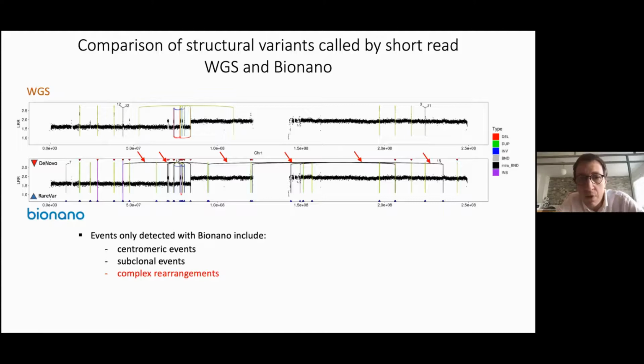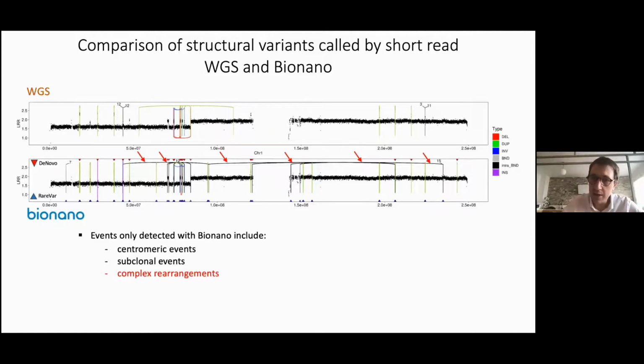Here, the red arrows, for example, point at a series of intrachromosomal rearrangements that bring together distal junctions and lead to a very complex rearrangement. And most of these junctions were missed in short-read sequencing.